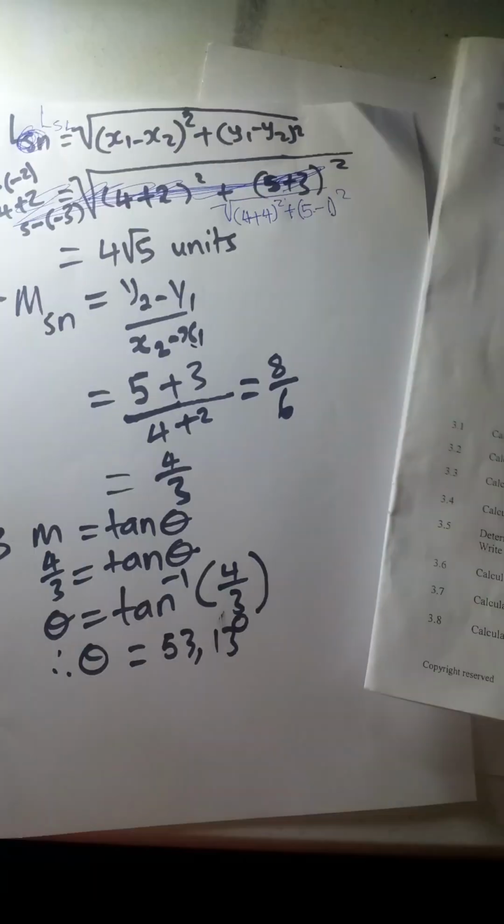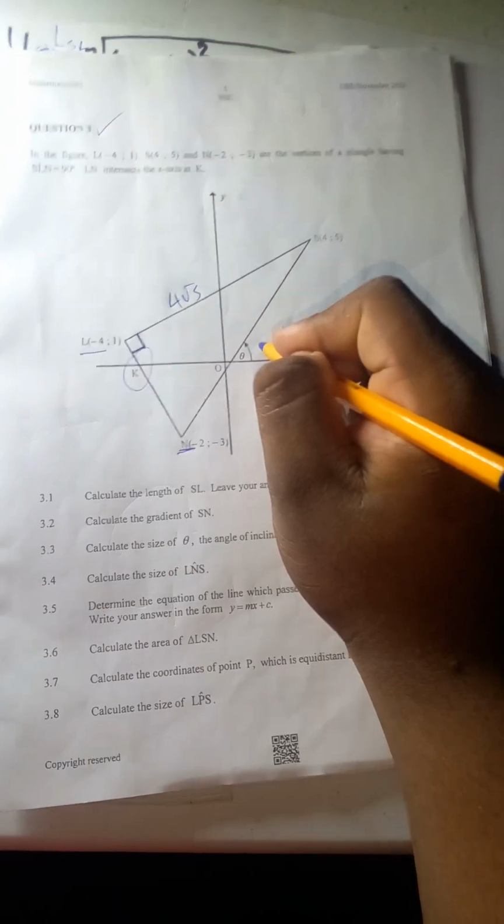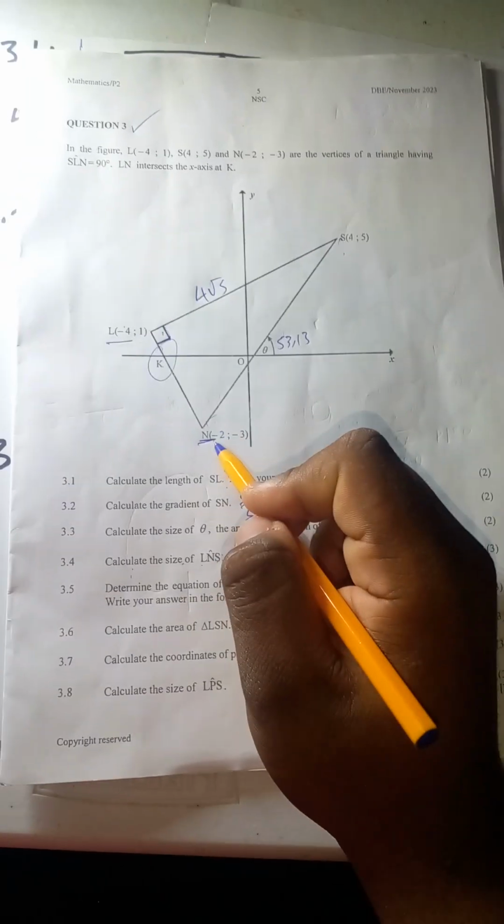And then on the second question, the gradient of SN, I used the correct coordinates, so everything is fine. So now we can label there. So this theta, it is 53.13. And then the gradient of SN, it was 4/3. So now let's go. What are they saying? Calculate the size of LNS. LNS. So now you have 90 here, and they want this angle there.